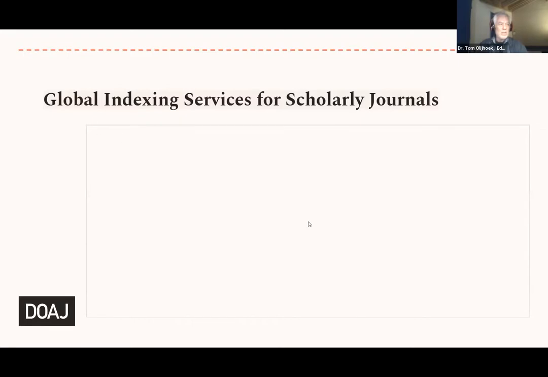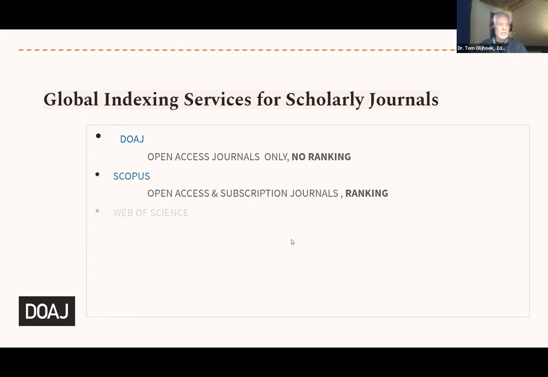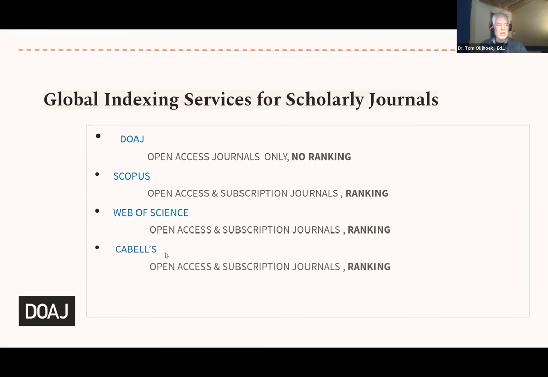The other indexing services, I want to compare what we do and what they do. So we have only open access journals and we have no ranking. Scopus has open access and subscription and ranking, and Web of Science as well. And EBSCO, which is also an indexing service, has open access and subscription journals and ranking.